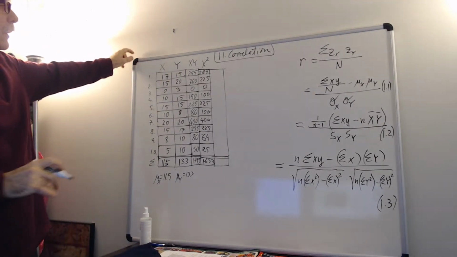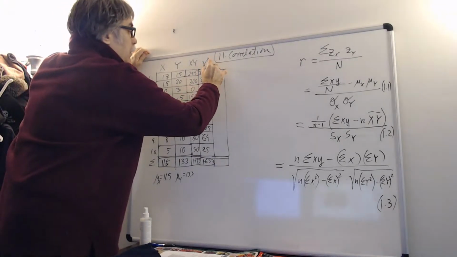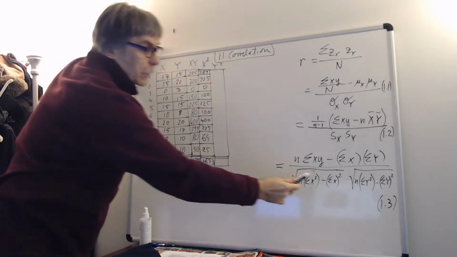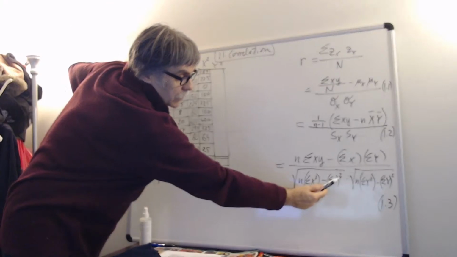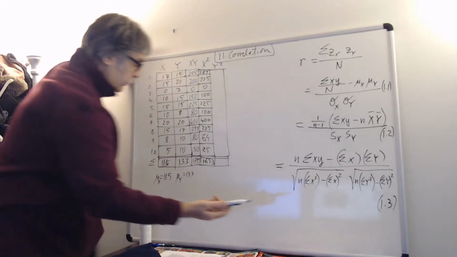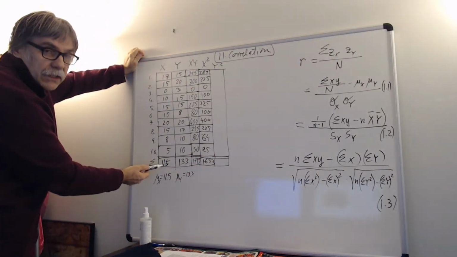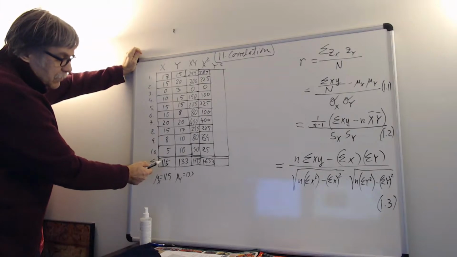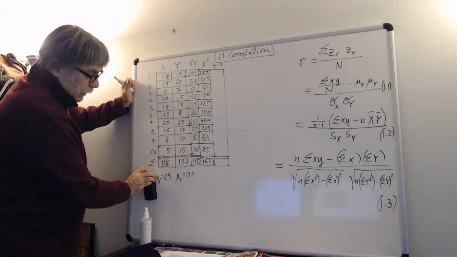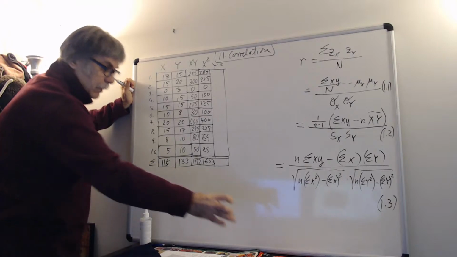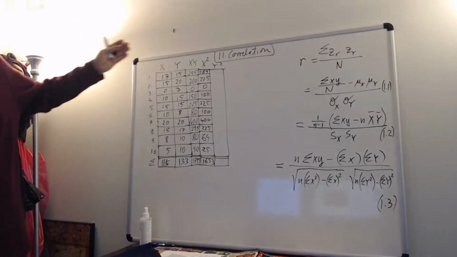Now you have to do the same thing for y squares, because the formula requires the sum of y squares here. Now, this is a square of the sum of x's. This is basically the square of 115. So you have the sum of x's, and you make a square of that. You won't even need the means. The only thing you need is this table.